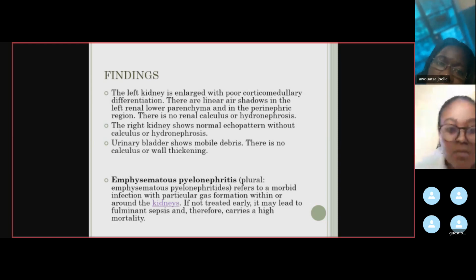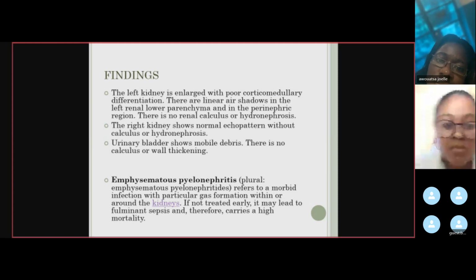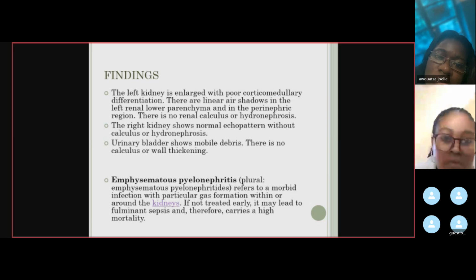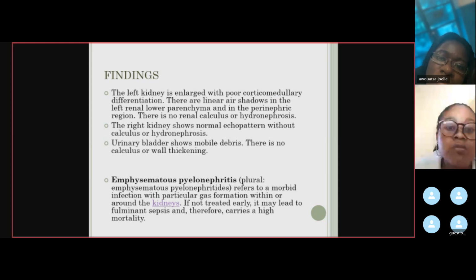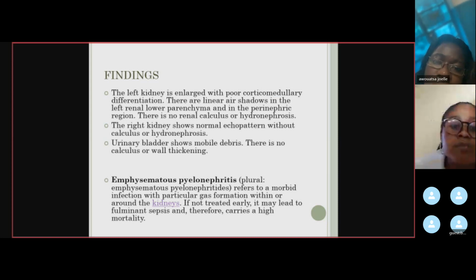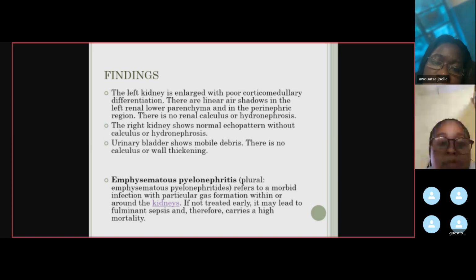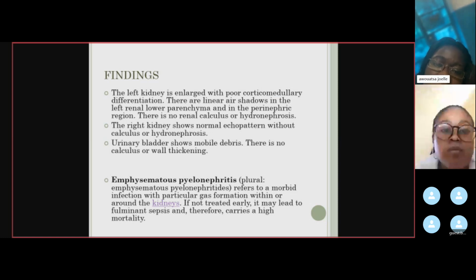So the left kidney measurements, once they were taken, showed that it was enlarged and with poor corticomedullary differentiation. Usually in the kidneys, we can see the cortex and the medulla separately. Okay. And there were some linear air shadows in the left renal lower parenchyma and in the perinephric region. There wasn't any calculus present, and there wasn't any fluid present, that is hydronephrosis was not there. The right kidney was totally normal without any calculus or hydronephrosis. The bladder showed mobile debris and there was no calculus or wall thickening.